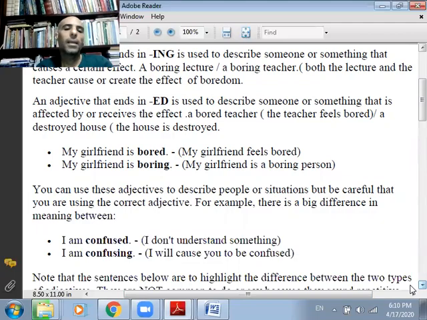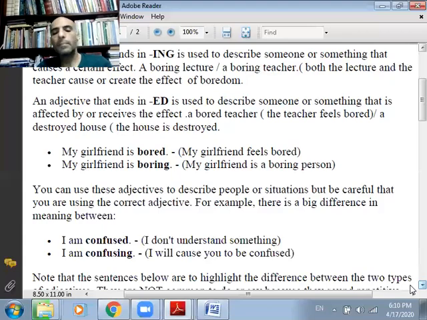يبقى again لما أقول my girlfriend is bored يبقى she feels bored. She is affected by someone. لكن my girlfriend is boring. She makes me and other people bored. يبقى she is a boring person. She is the one who creates the feeling of boredom.